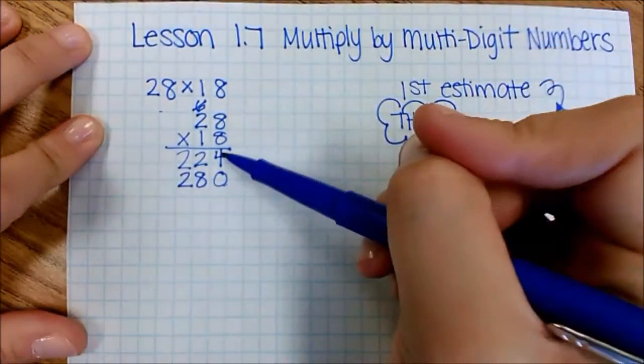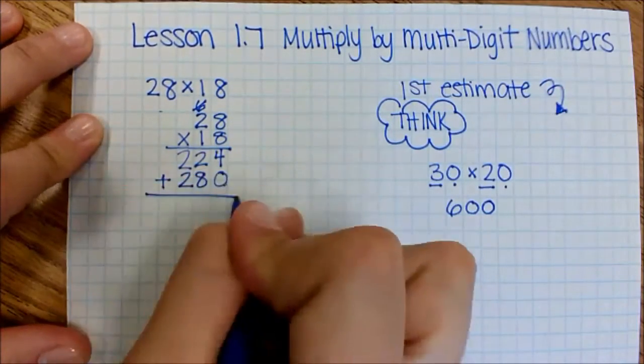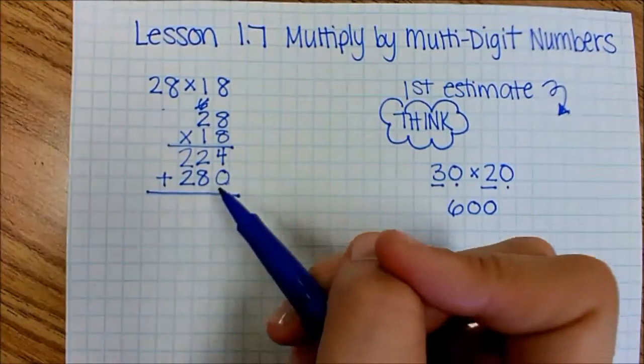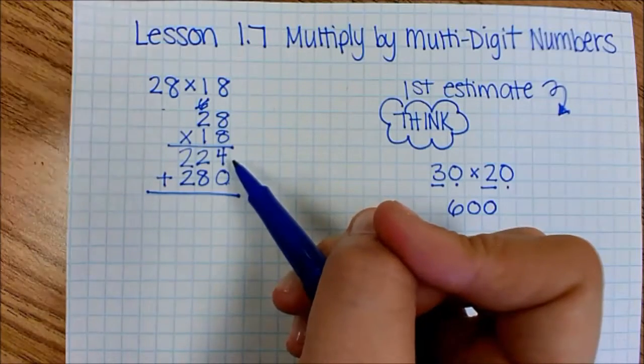You want to make sure that the place values are all lined up because our next step is to add them together. If they're all scribbled all over the place and they're not lined up, it becomes hard to know which numbers to add together. So we want to keep our work nice and neat.